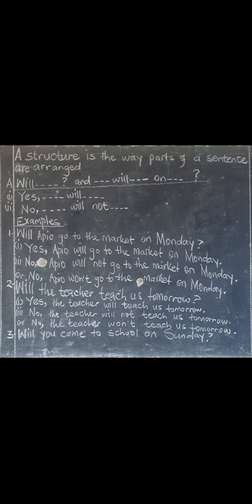We are giving examples of structure A, whereby our number one is saying, Will Appear go to the market on Monday? Remember, when you write a question sentence, it must end with a question mark. Somebody can come up with an answer accepting. When that person accepts that statement, then he will say, yes, comma, Appear will go to the market on Monday.